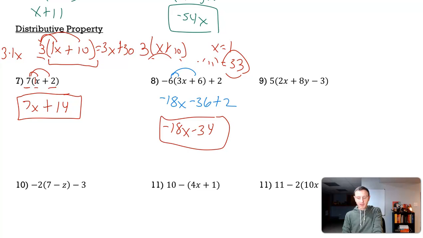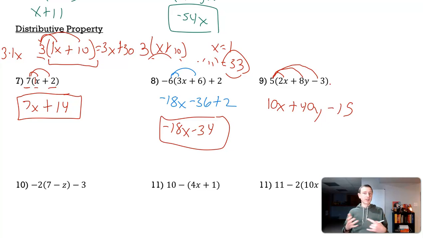On number 9, we have a multiplication of 5 times 3 terms inside these parentheses. All 3 of these terms are in the parentheses, where compared to the last one, only the 3x plus 6 was in the parentheses, not the plus 2. So I'm doing 5 times 2x, 5 times 8y, 5 times negative 3. I'm multiplying that 5 through to everything. So 5 times 2x is 10x. 5 times 8 is 40y. 5 times negative 3 is negative 15.